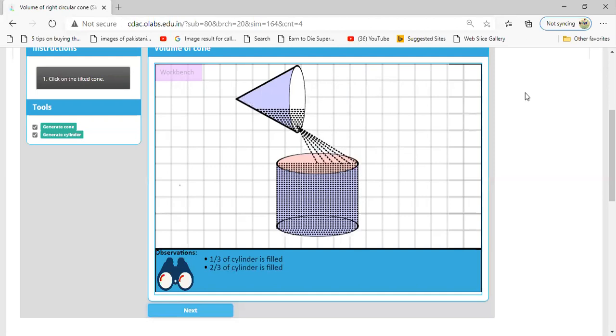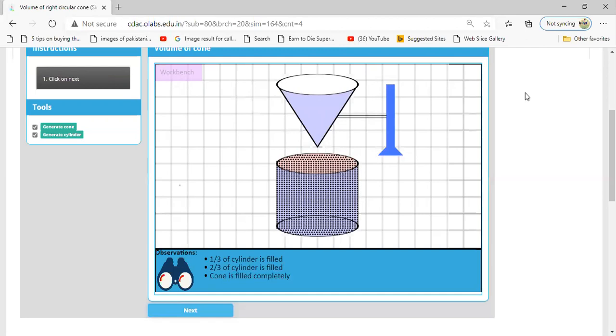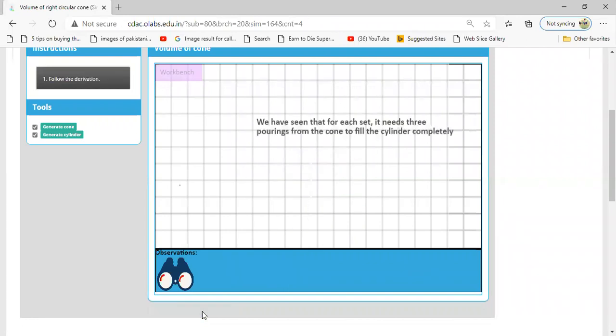Now you can see that the cylinder is fully filled. So the cylinder is completely filled. Next we will equate these two volumes to get the formula for the volume of cone. We have seen that for each set, it needs 3 pourings from the cone to fill it completely. Therefore, volume of cone is equal to 1/3 of the volume of the cylinder of same height and radius.